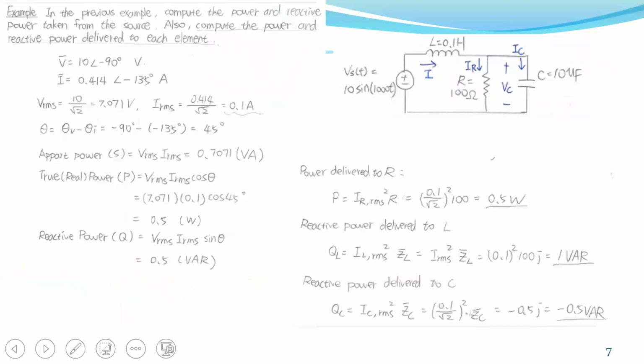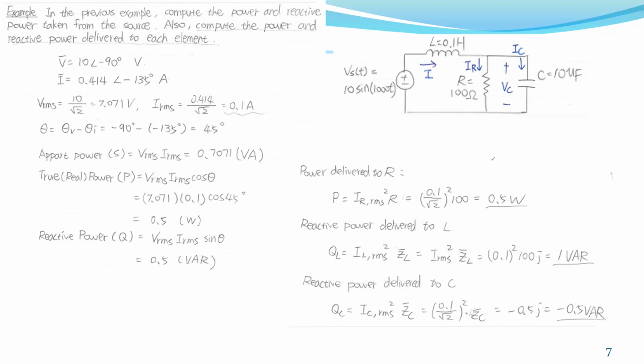Okay, so this is the second problem, and our last problem is this. In the previous example, compute the power and reactive power taken from the source. Also compute the power and reactive power delivered to each element.